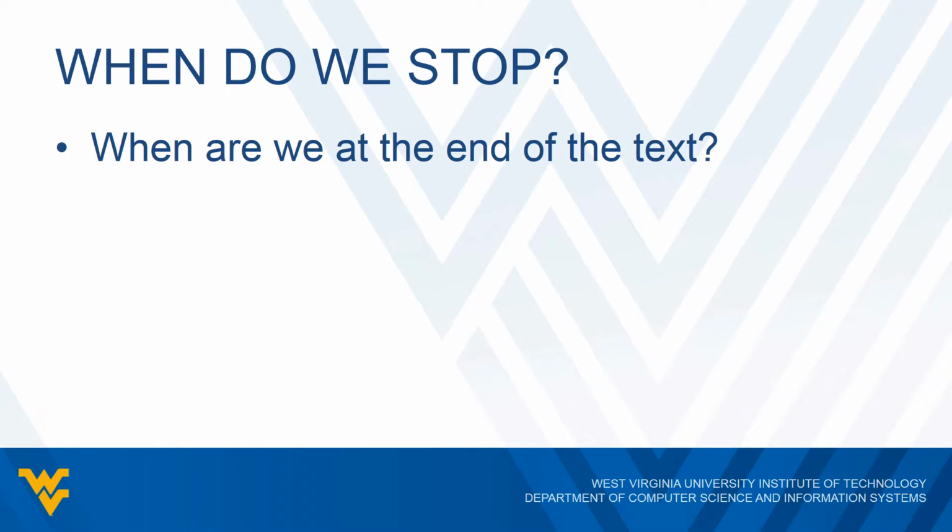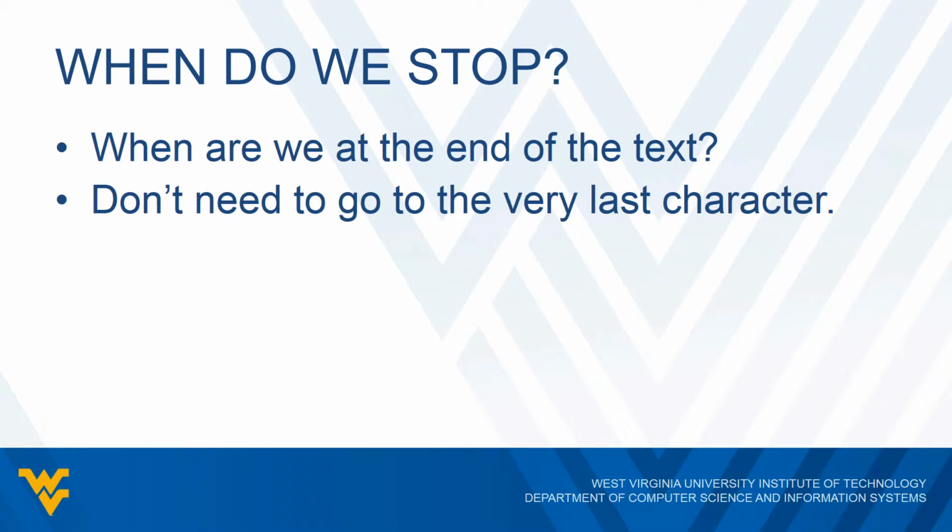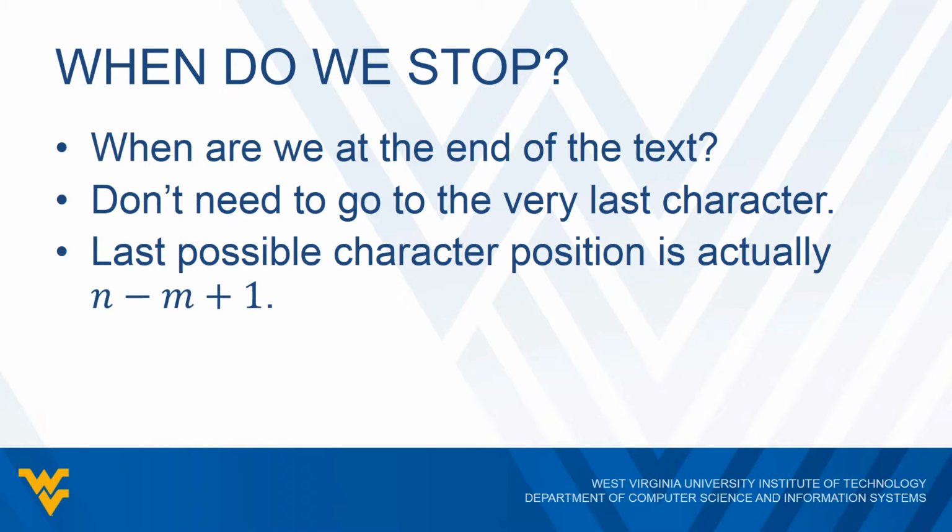Well, you might think, well, when we get to the last character of the text, we're good, right? But my claim is we don't really need to go to the very last character. I mean, we could, but what's going to happen is our pattern's going to go beyond that, and obviously there isn't going to be any matches there, so that's just kind of unnecessary. My claim is that the last possible character position is actually n minus m plus 1. You might think that seems like a really odd number when you think about it.